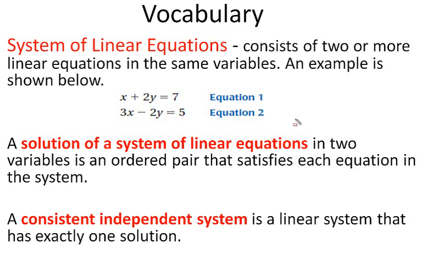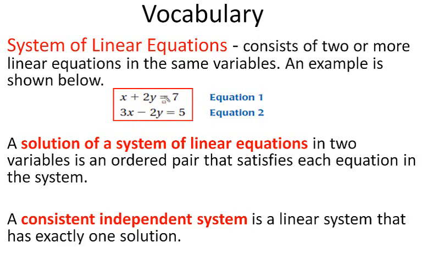So these are our vocabulary words associated with this section. I'll give you time to pause the video so you can copy these down. Okay, so our first vocabulary word is system of linear equations, and this consists of two or more linear equations in the same variable. And I've provided an example here.